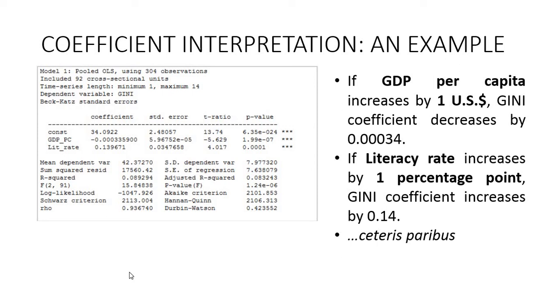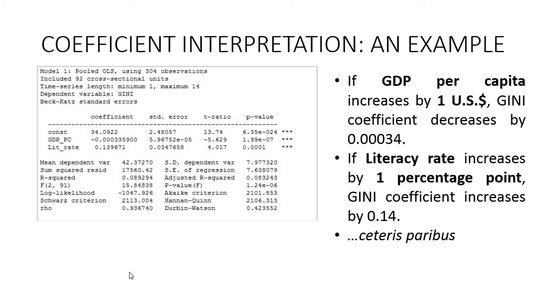And please remember that in both cases we keep in mind this ceteris paribus assumption. I am able to analyze the effect of GDP per capita on Gini coefficient as long as I assume that the value of literacy rate is fixed. And vice versa. I am able to interpret the coefficient of literacy rate as long as I assume that the value of GDP per capita is constant.